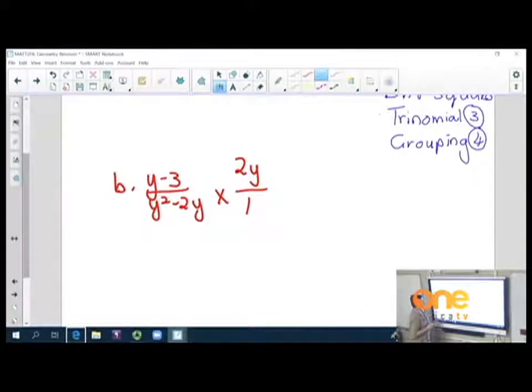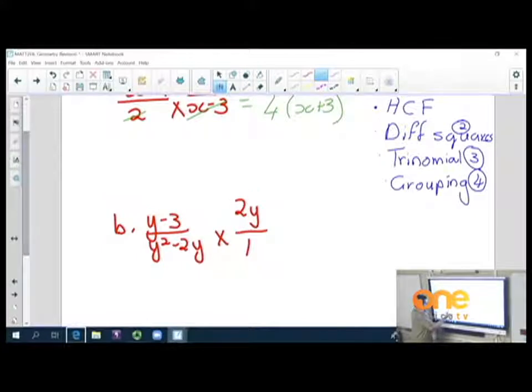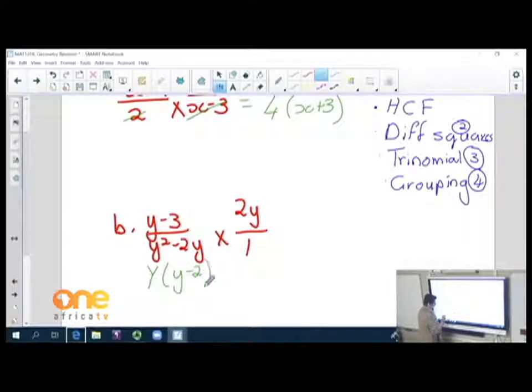Number B. Do I need to factorize? Yes. Here I need to factorize. This time it's the highest common factor. It's not difference between squares because this is not a square number. You need square numbers there. So this is the highest common factor. So I'm going to take out the y, and then it's y minus 2 there.